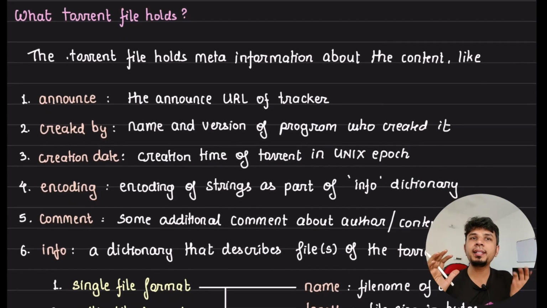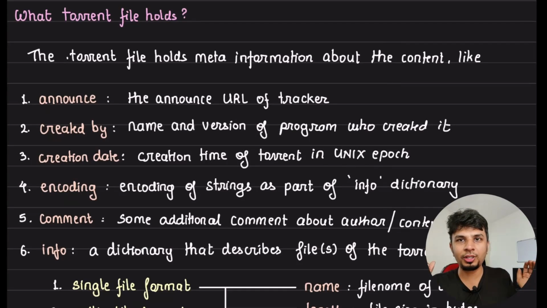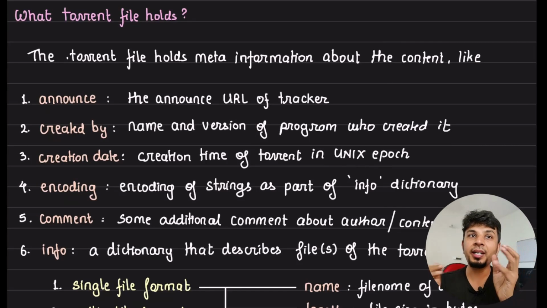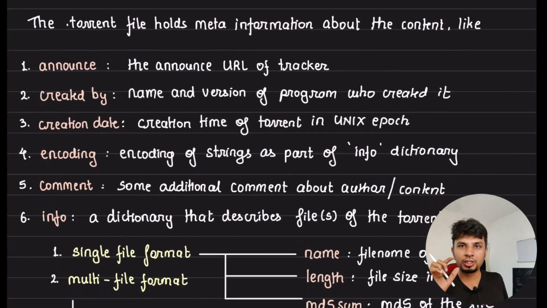Now let's take a look at what is there in the torrent file. A torrent file is a static file. So no matter when you download the file, it would have the exact same content. It holds the meta information about the file instead of the actual data. So in the Ubuntu image's torrent file, it would have the information about the image and not the data of the image, right? So what does it hold?